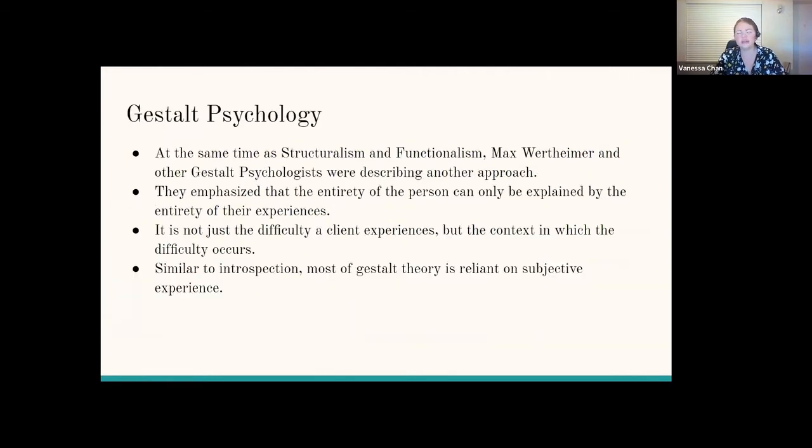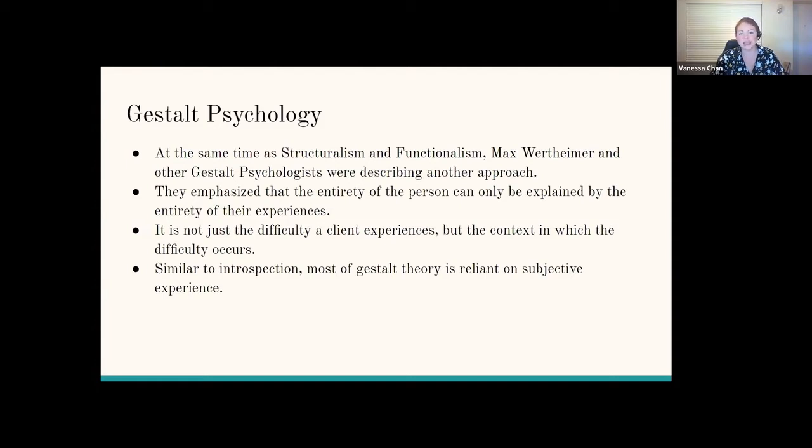start in the field. At the same time, around this structuralism, functionalism, there's a dude named Max Wertheimer and other Gestalt psychologists. And they're, again, over in Germany, they're emphasizing that the entirety of the person has to be understood through the entirety of their experiences. Gestalt means pieces and whole. So it actually means the whole. It is not just the difficulty that, say, a client or a patient or a person who's struggling experiences, but the context in which the difficulty occurs. So one thing to one person may be much easier than something else that another person is struggling with.